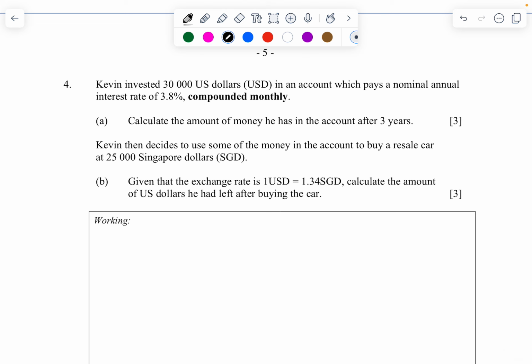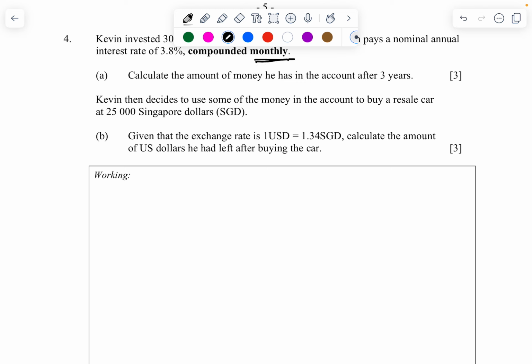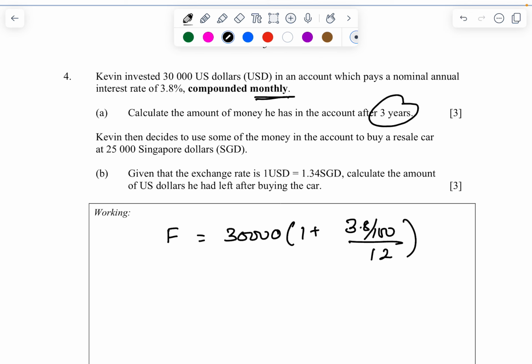Question number 4. Kevin invested 30,000 US dollars in an account which pays a nominal annual interest rate of 3.8% compounded monthly. Calculate the amount. So future value, I'm directly doing by the formula: 30,000 times 1 plus 3.8 divided by 100 divided by 12 because it is monthly, to the power of 36 because it is 3 years. 3 times 12 is going to be 36. You'll be getting 33616.5082, which is going to be 33616.51 dollars.